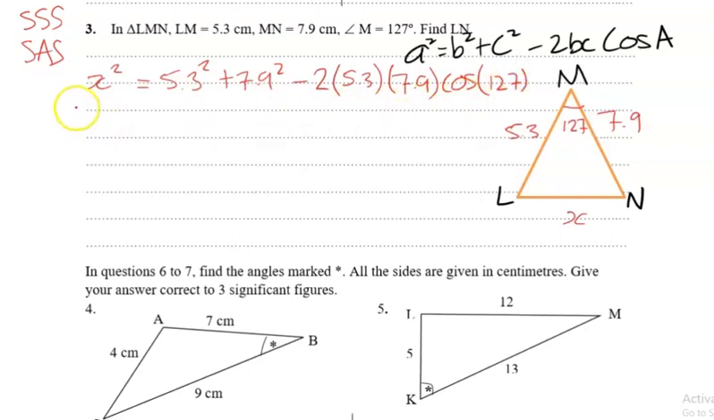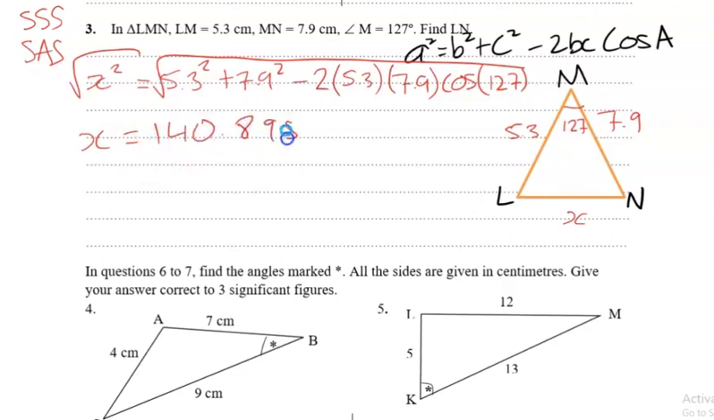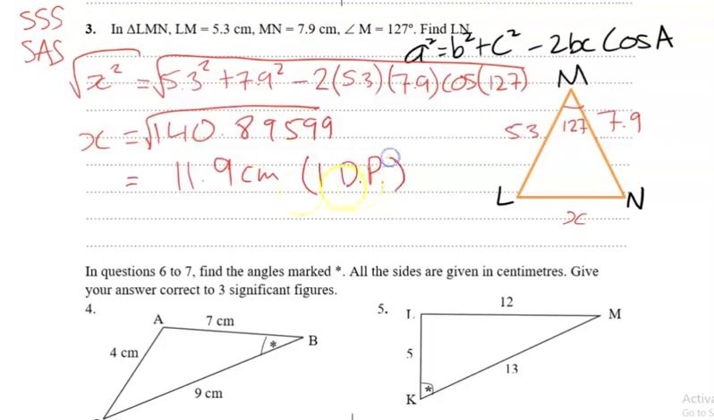127. Now to work out the value of X, all you have to do is square root the whole of this, and this should give us 140.89599. Now let's round it. When we square root 140.89599, that's going to give us 11.9 centimeters to the nearest 1 decimal place.